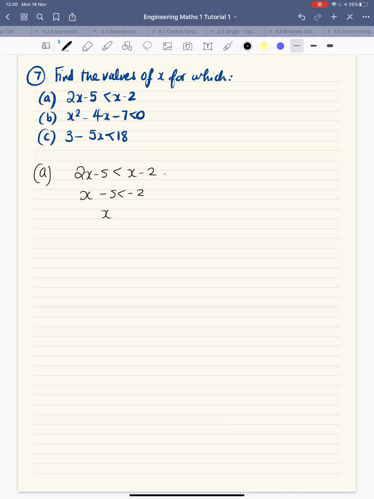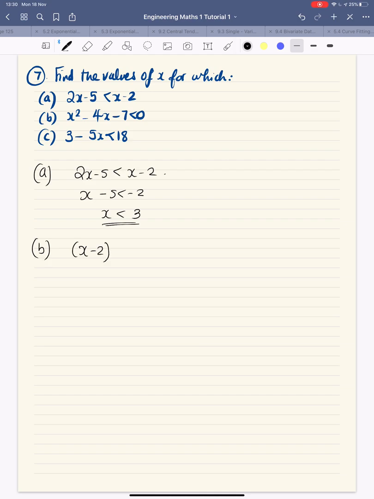Add 5 to each side. That's the answer. B. Here we need to factorise first, but we actually can't because there are no 2 numbers that multiply to make minus 7 and add to give 4. So we can complete the square.